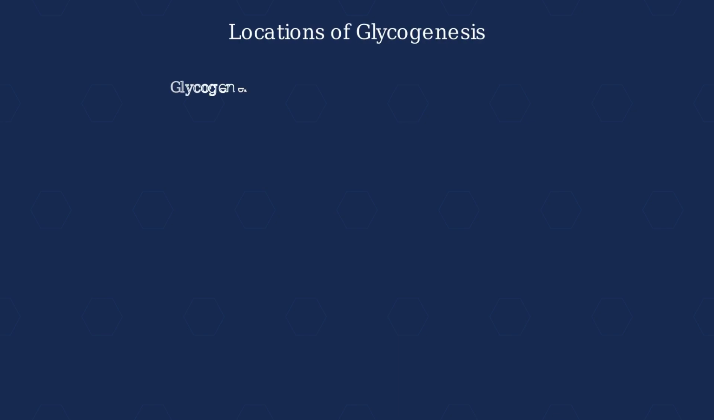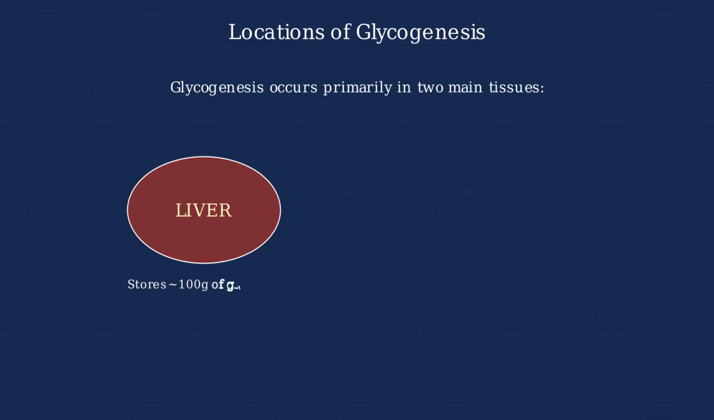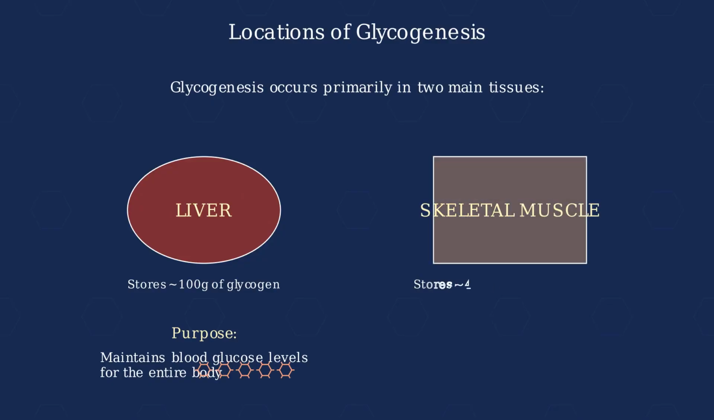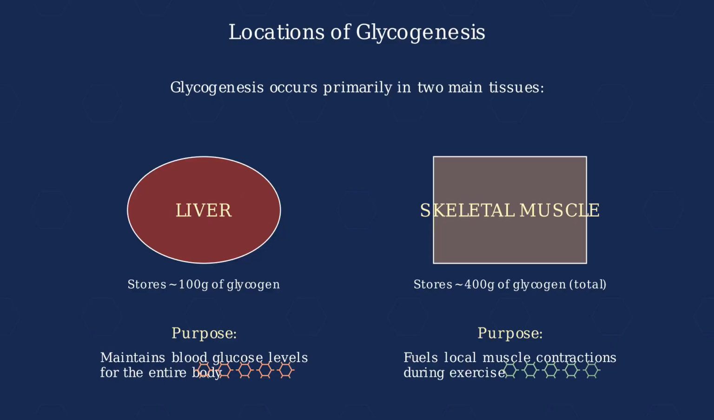Glycogenesis primarily occurs in two main tissues in the body. The liver is a primary site of glycogenesis, storing approximately 100 grams of glycogen. The liver's glycogen serves to maintain blood glucose levels for the entire body. Skeletal muscles collectively store about 400 grams of glycogen in total. Unlike liver glycogen, muscle glycogen is used locally to fuel muscle contractions during exercise.